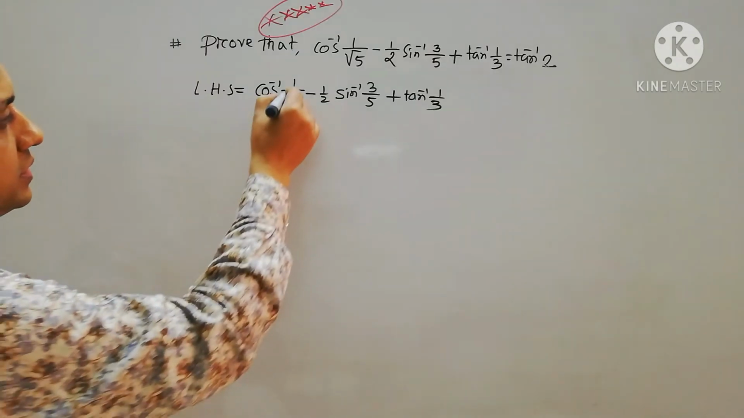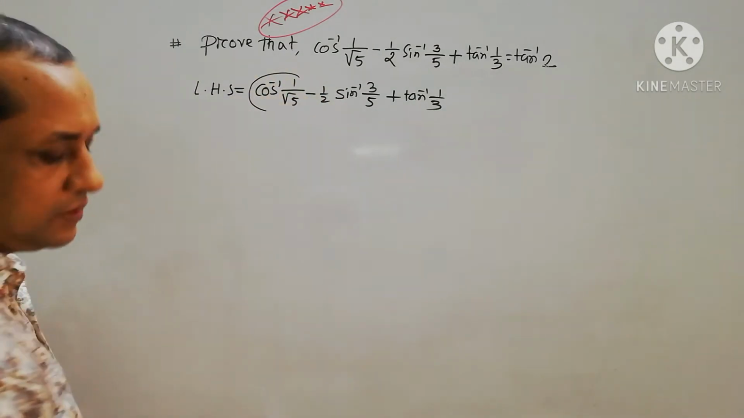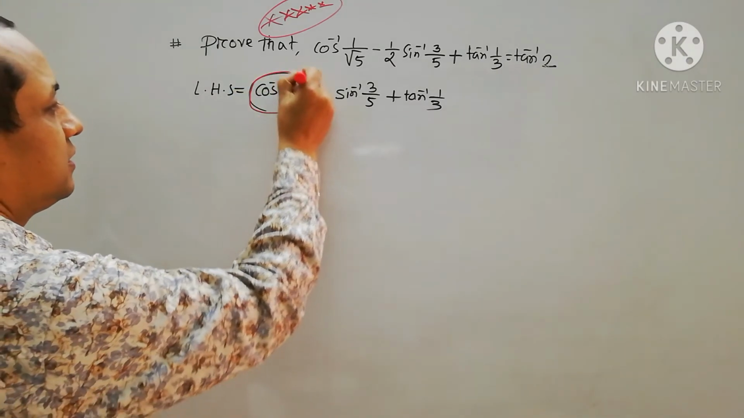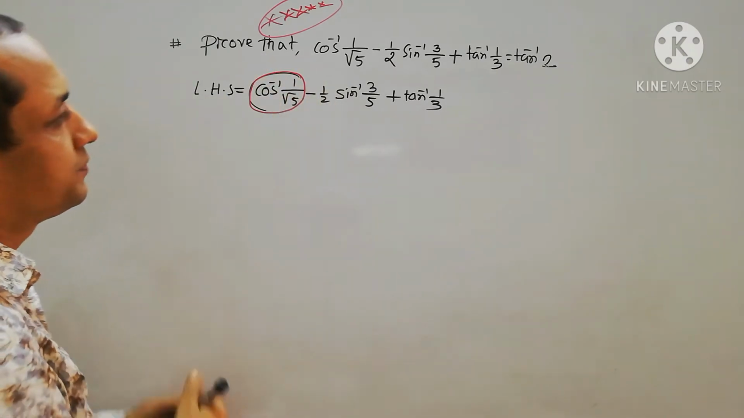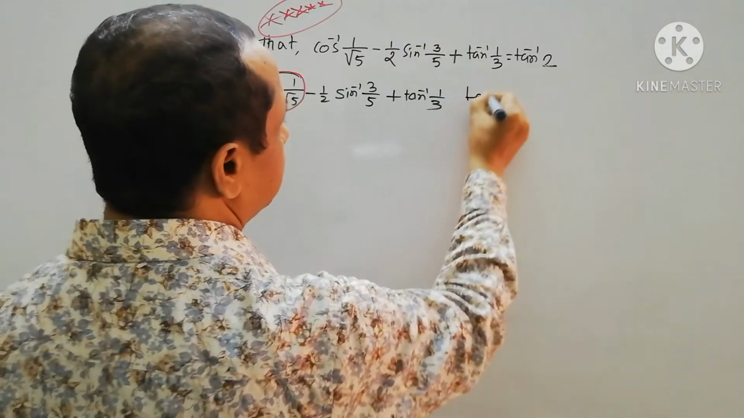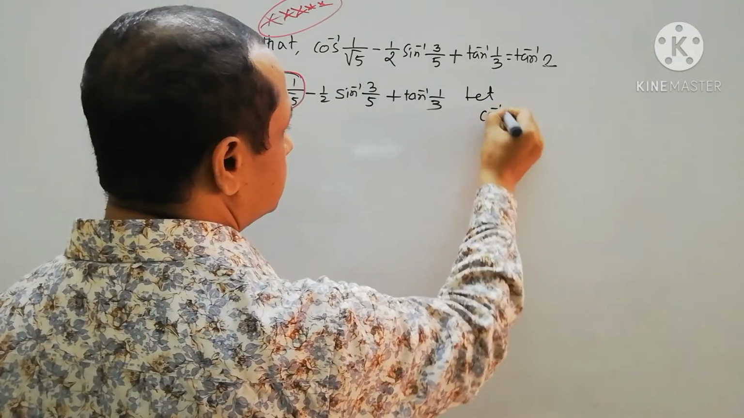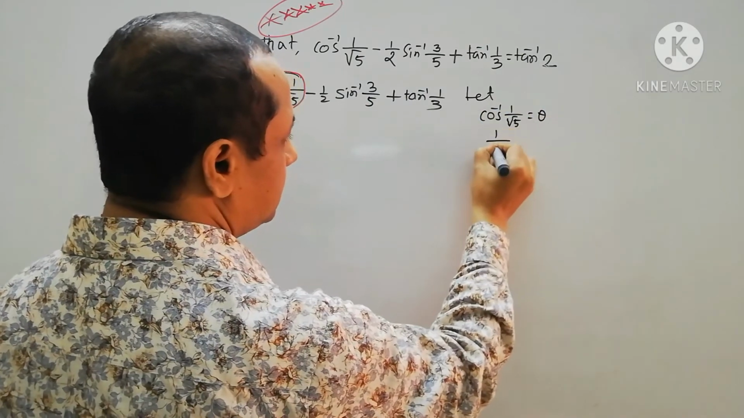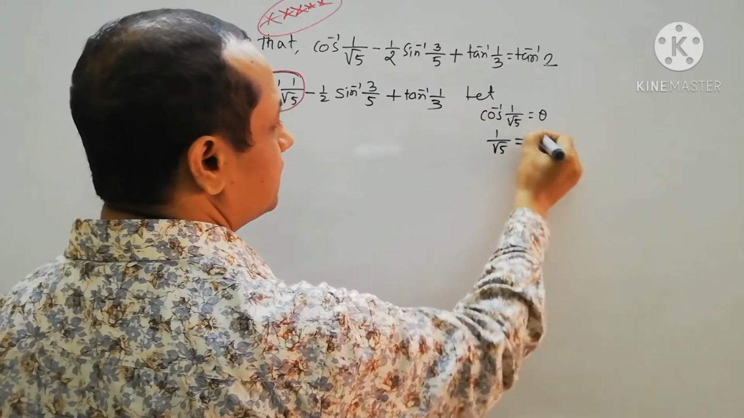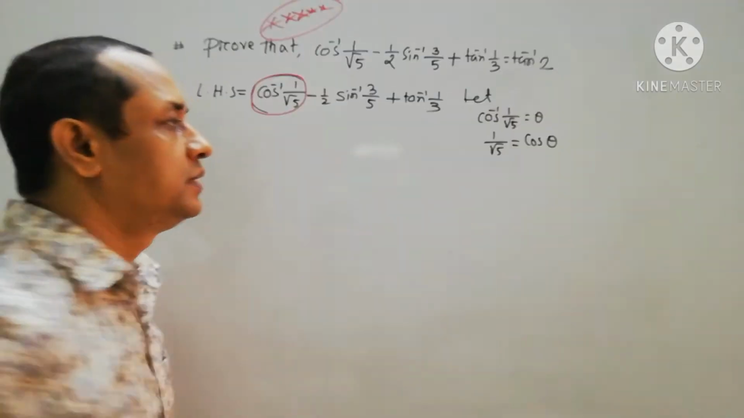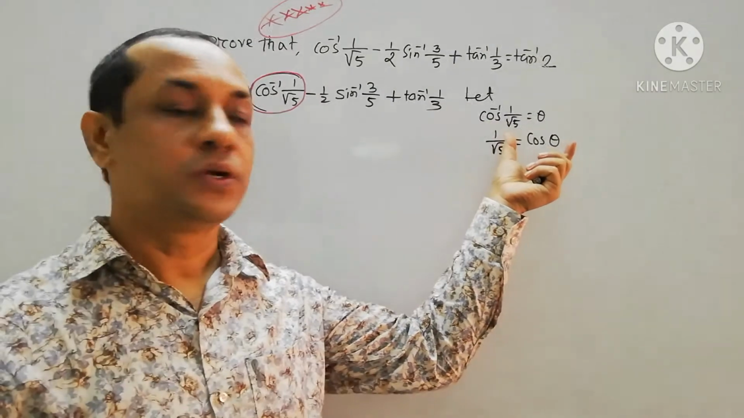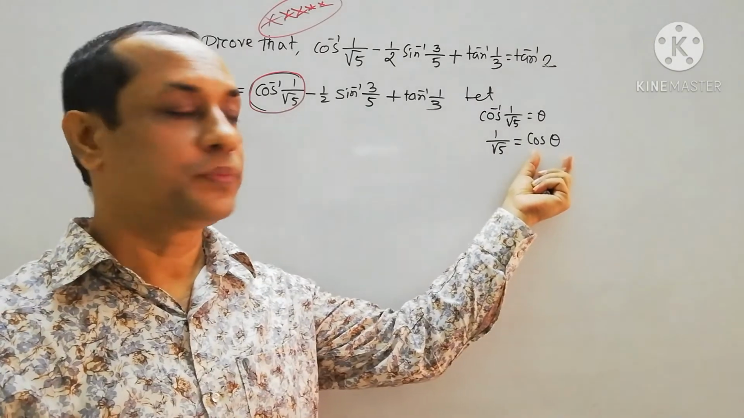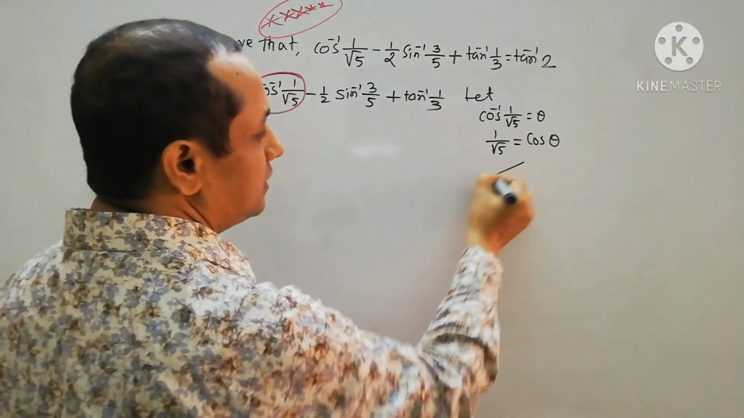Now student, here cos inverse converts to tan inverse. Now we get, let cos inverse 1 by root 5 equals theta. Then we can write 1 by root 5 equals cos theta. So 1 by root 5 equals cos theta.